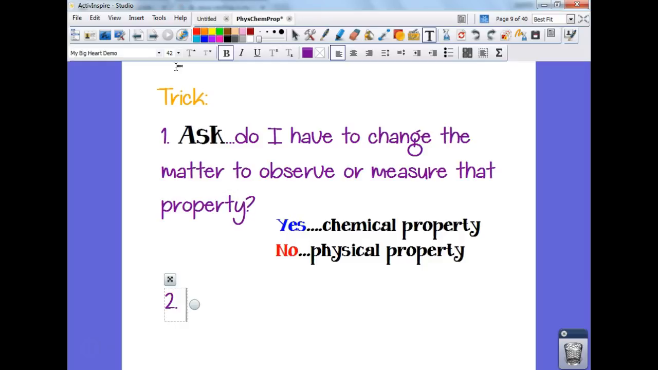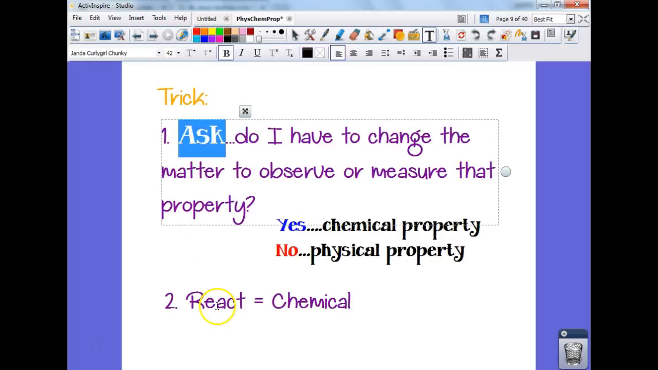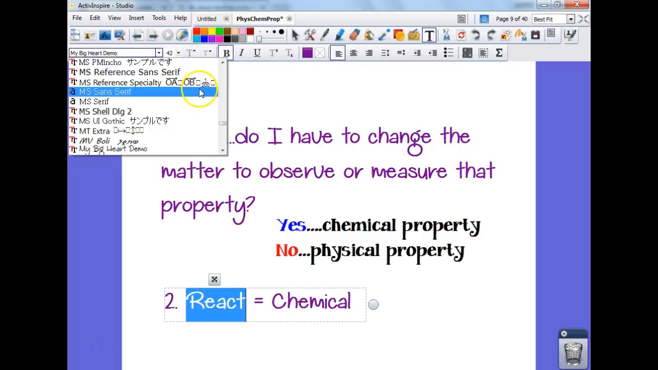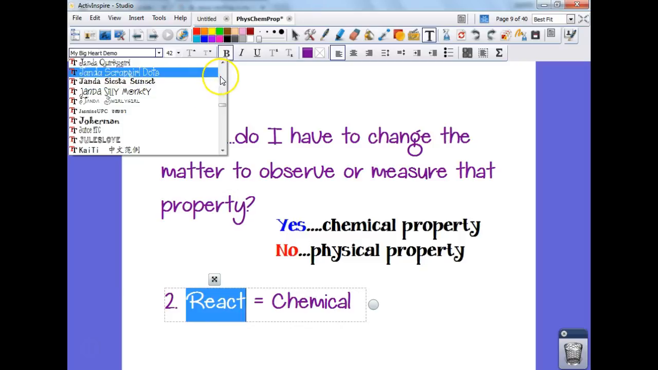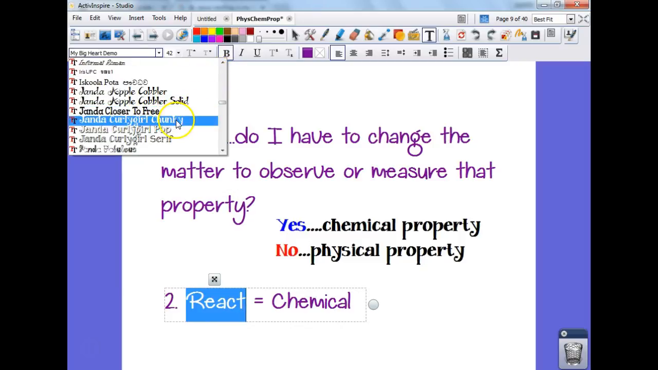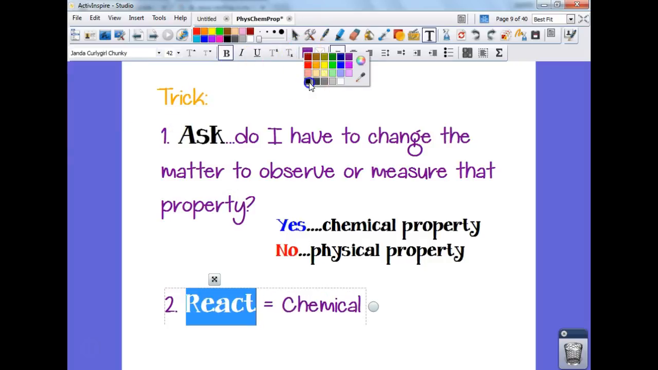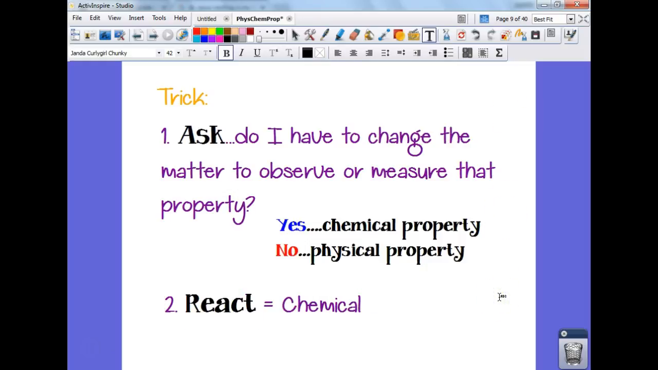Now, here's the second part of the trick. Super easy. It's one word. Anytime you see this word in a question, it's always chemical, no matter what. If they say this word, then you know they're talking about a chemical property. And the word is react. Anytime you see the word react, it's always a chemical property. So if the question said, the oxygen reacted with the sodium, then you know automatically it's a chemical property.